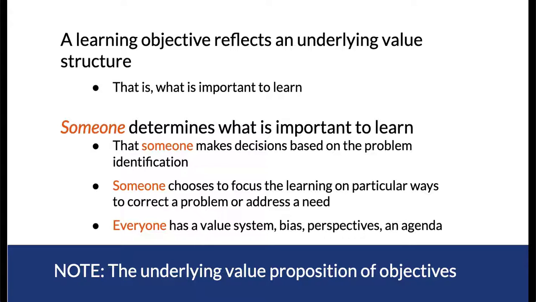Very important to understand when you are designing instruction. When anyone designs instruction, it comes through the filter of who they are. It includes all of their biases, perspectives, and orientation to the world, the field, the content. It's important to know that the instruction designed through that person comes with a level of bias. Someone had to make a decision about what the problem was that needed to be solved in the first place. Someone chooses to focus that learning in particular ways to correct that problem.